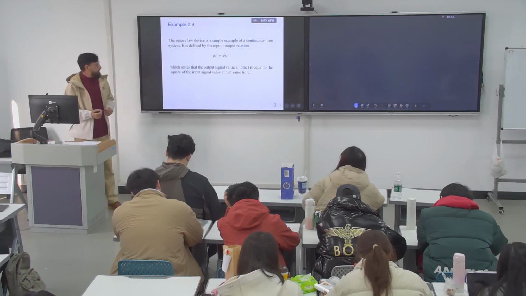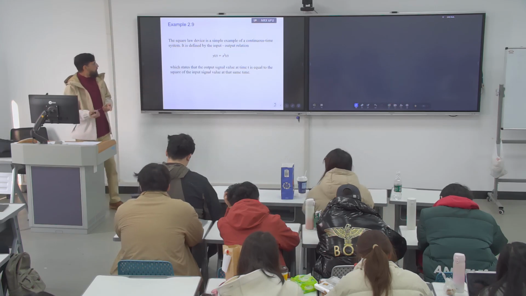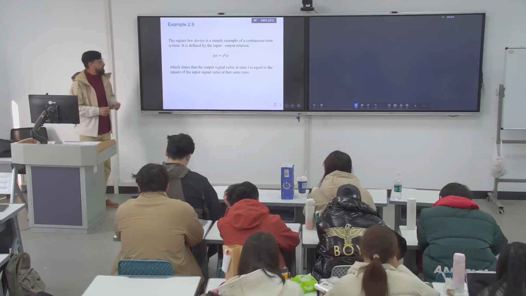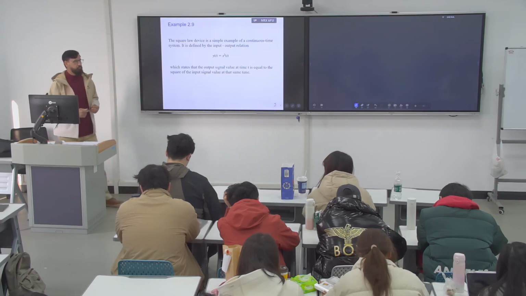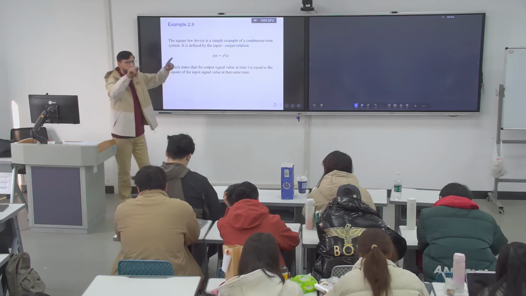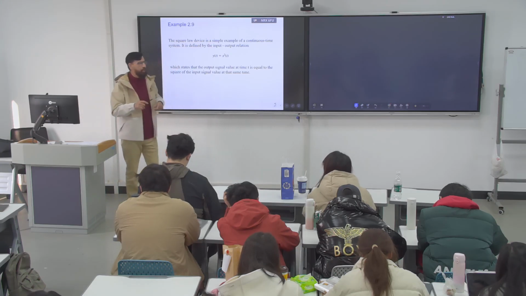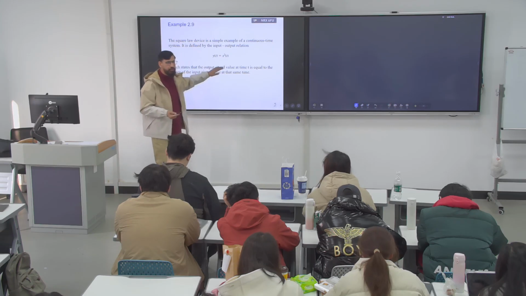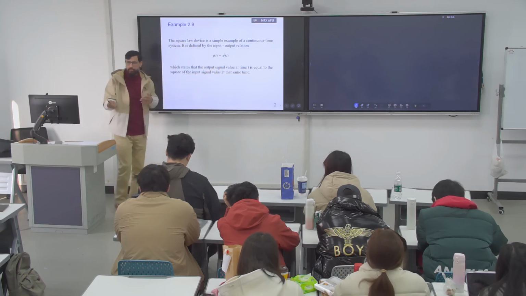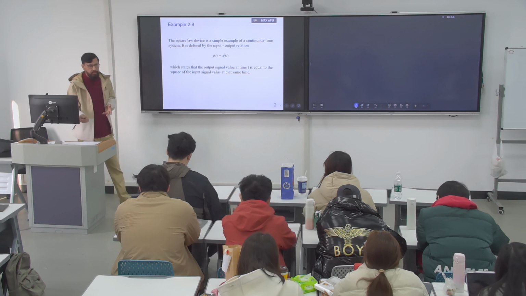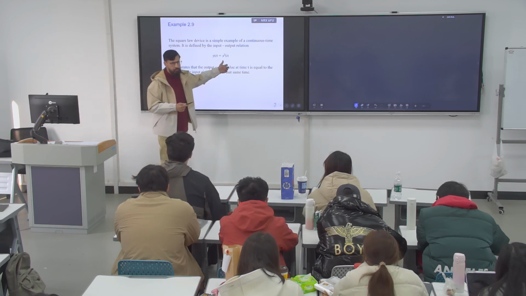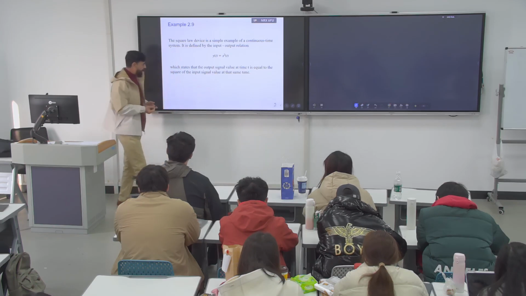Square law. It's a system, right? Square law device is a simple example of a continuous time system, right? So input is x of t, the system squares that, so output is x squared of t. So now, see, the signal is transformed, different. Signal was x of t. The system made it x squared, right?